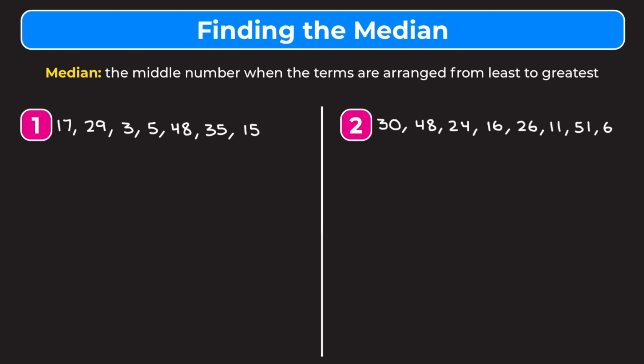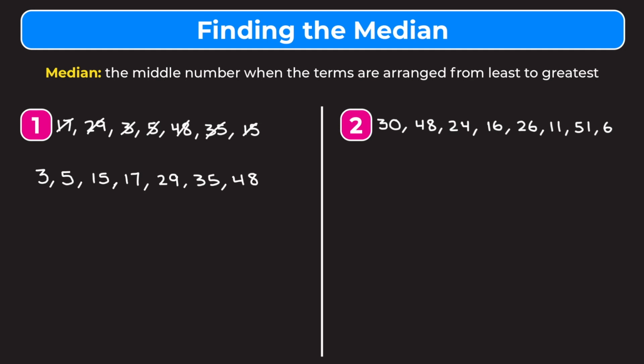And as I arrange them from least to greatest, I like to cross them out so I make sure I don't miss any numbers. So our smallest number is 3, so I'm going to go ahead and write 3 down here, cross it out. Our next smallest number is 5. And next we have 15. We have 17. Then we have 29. Next is 35. And finally our last number is 48, and we've crossed all of them out so we know we didn't miss any numbers.